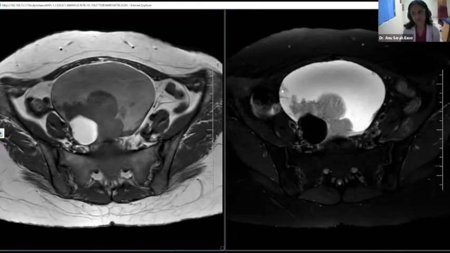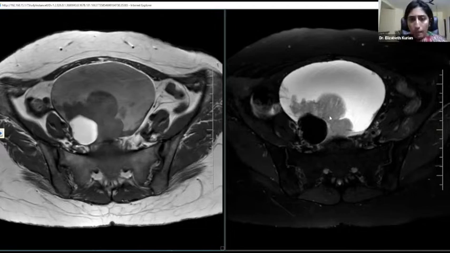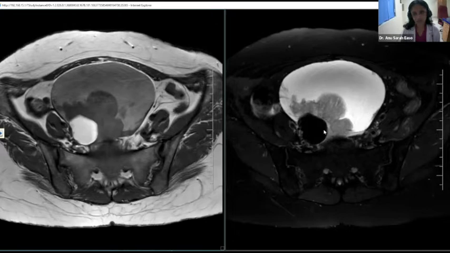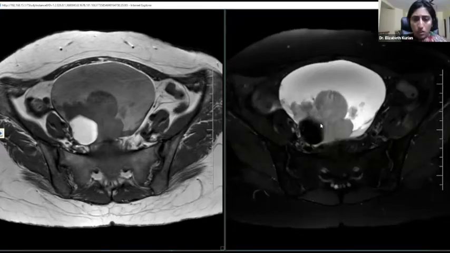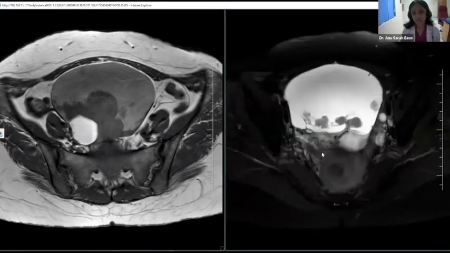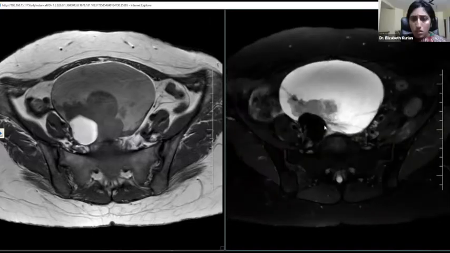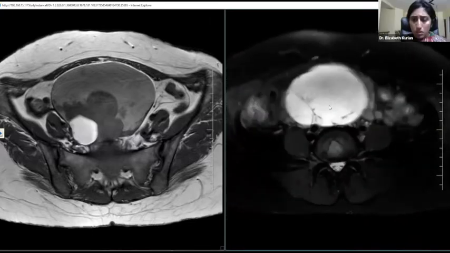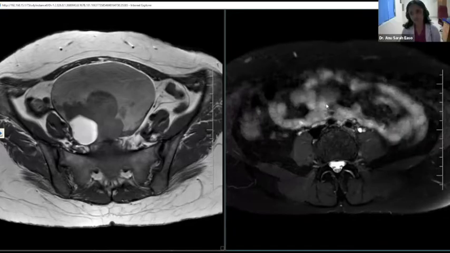So this is a very useful sequence, this fat suppression sequence. It helps us to confirm the fat content of the lesion, but only part of the lesion shows fat. Okay. And we are not seeing any nodes in this visualized part of the abdomen. Rest of the abdomen also, liver was normal, and there were no deposits in the liver. Okay.